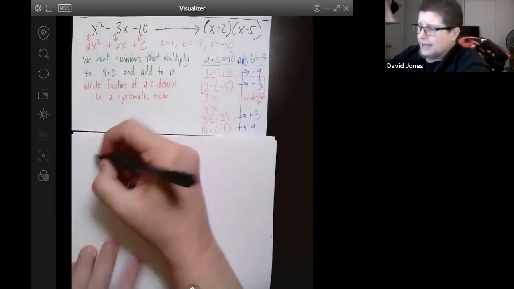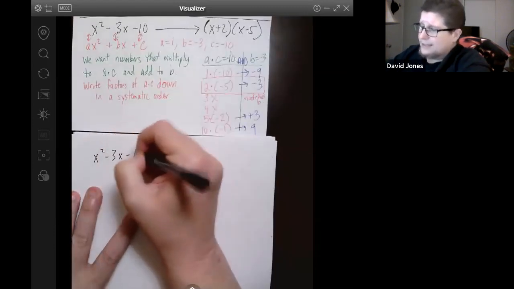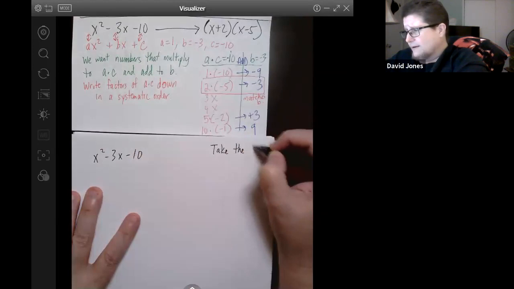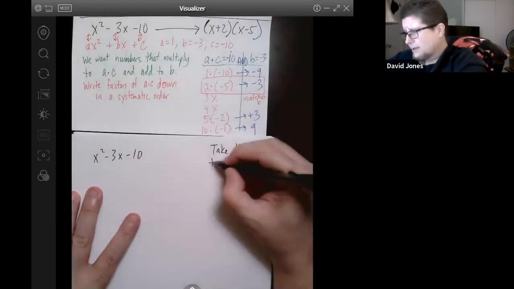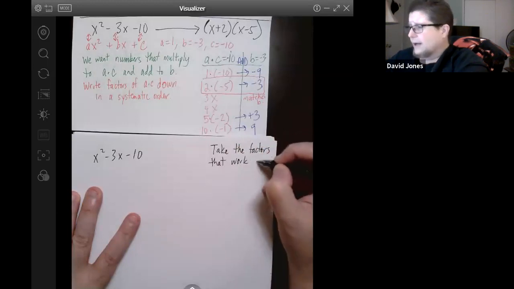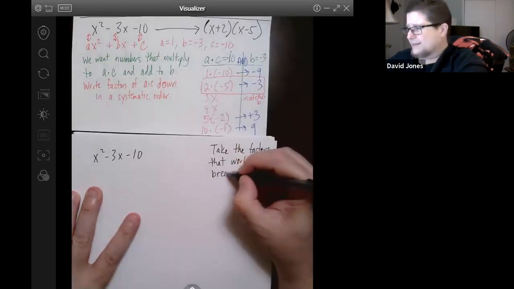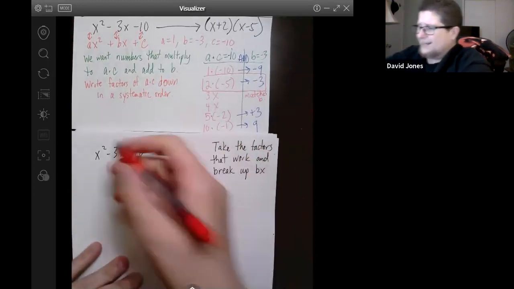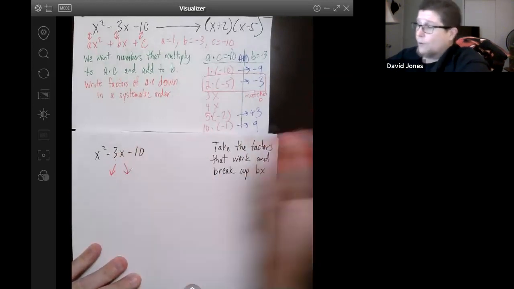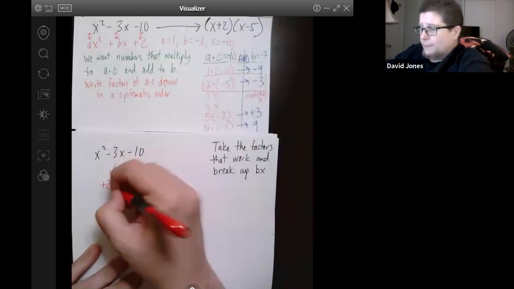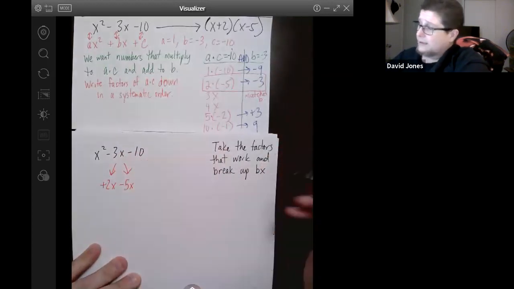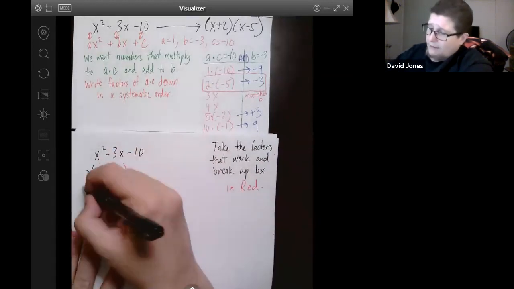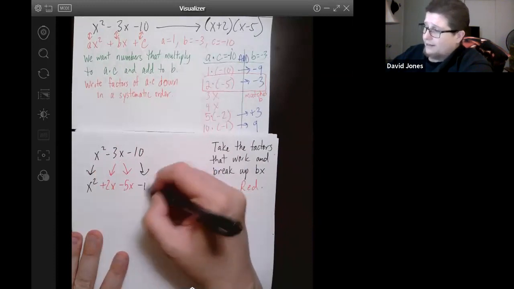So what I'm going to do is, I had x squared minus 3x minus 10. And we're going to take the factors that work and break up the bx into those. What I mean by that is I'm going to take the -3x and break it up. We had 2 and -5, so I'm going to break it up into +2x and -5x. So this is in red on the left. And I'm going to bring my x squared down untouched and my -10 down untouched.